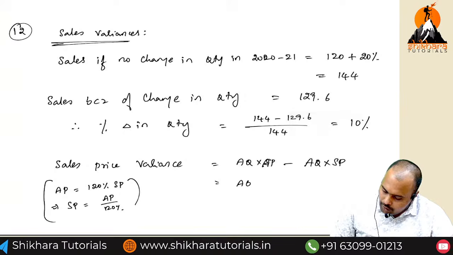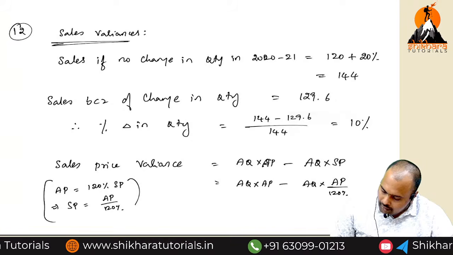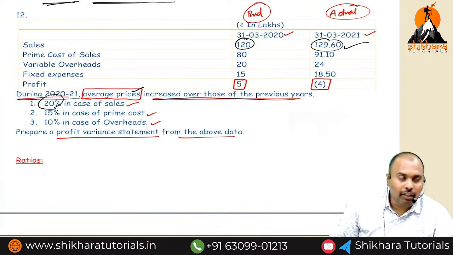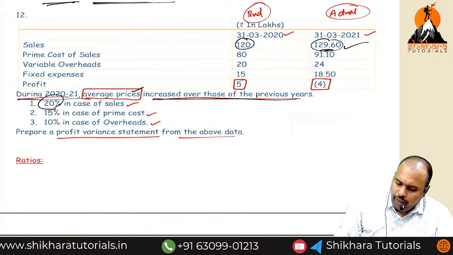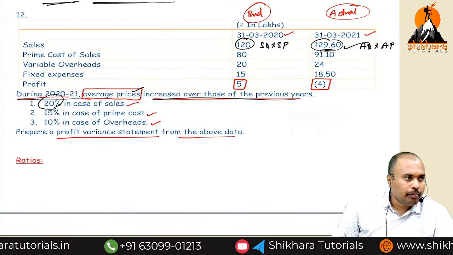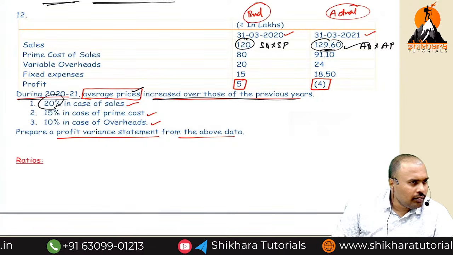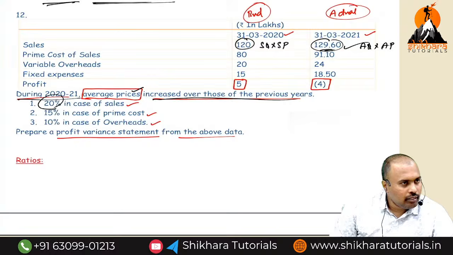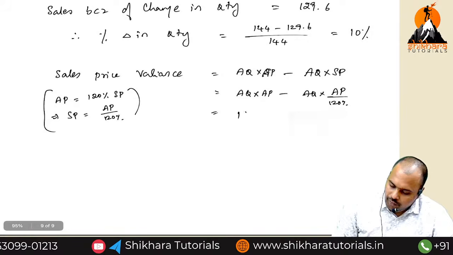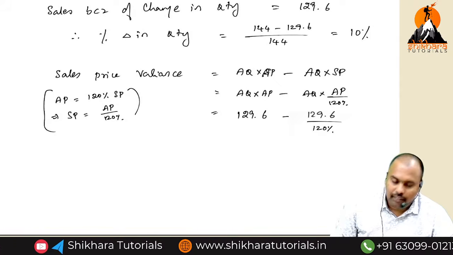Now let me write the formula. This is actual quantity into actual price minus actual quantity into actual price divided by 120%. Because I know what actual quantity into actual price is, which is 129.6. This is AQ into AP. This is SQ into SP. This is AQ into AP. Because last year's figures I have to consider as budget, right? Clear? Understood? Then it has to be 129.6 minus 129.6 divided by 120% only.